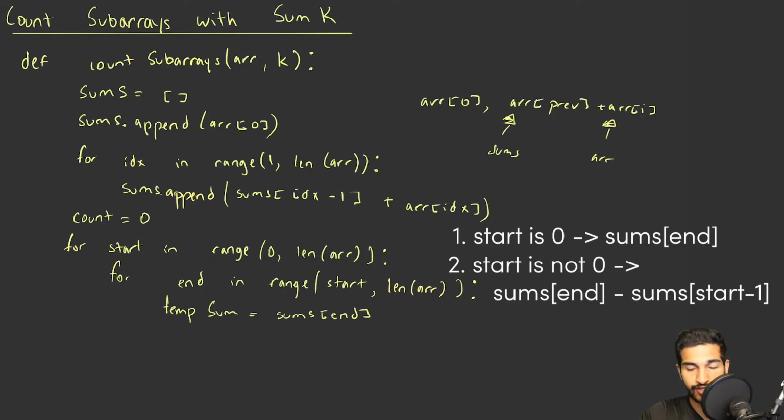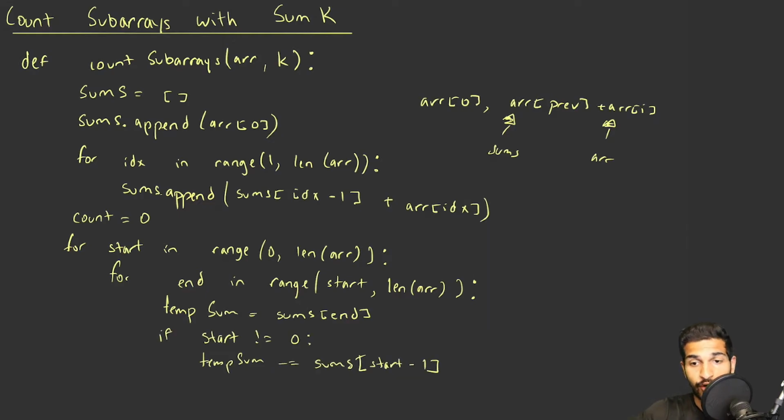So to do that, let's just assume that start is 0 by saying that our temp sum is sums of end. And if our start is not equal to 0, we'll just subtract sums of start minus 1. So if start is not 0, then we'll subtract sums of start minus 1 from our temp sum. This just handles the case when start is 0, because otherwise it's tedious to handle.